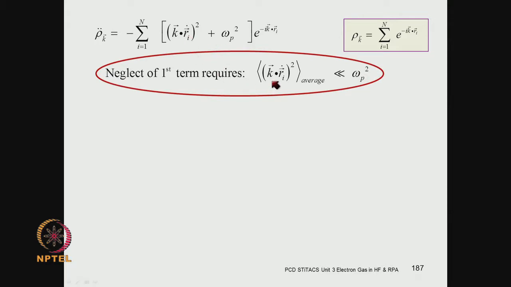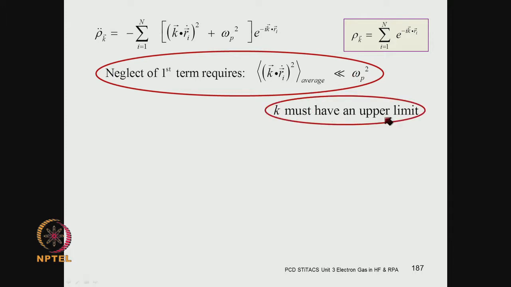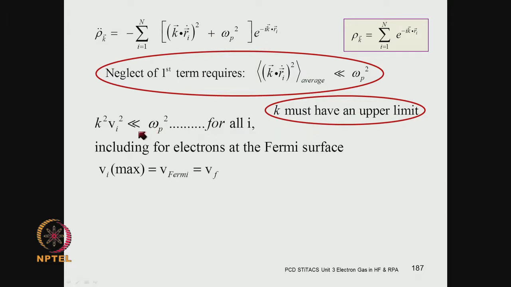So, this average value of the first term must be much smaller than the second term, which is the square of the plasma frequency. So, this is the condition. So, k has this upper limit which is given by this, and this is quadratic in kV. So, k square v square must be less than or equal to, actually it should be much less than the square of the plasma frequency for all values of I, and the maximum value of the velocity of any particle is what it would have at the Fermi surface, because that is where the momentum is the largest, right. So, that sets the upper limit.